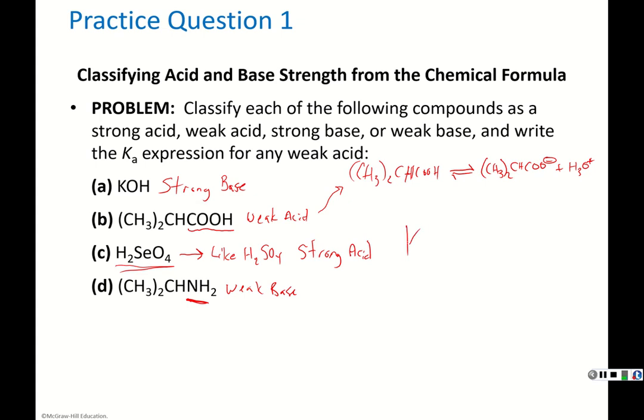Our Ka expression would be the concentration of our conjugate base, (CH3)2CHCOO minus, times our hydronium ion concentration, divided by our fully intact weak acid, (CH3)2CHCOOH. Hopefully that's fairly straightforward, very similar to what we've been doing with equilibrium.